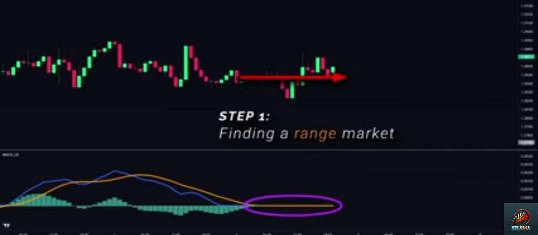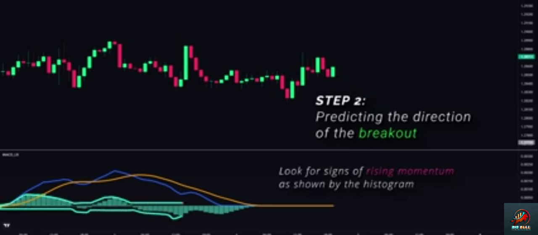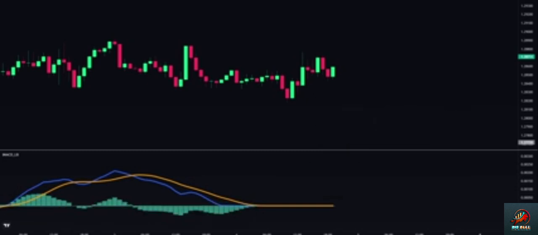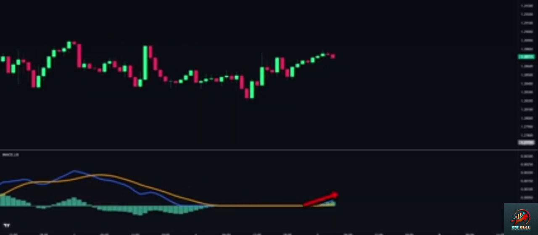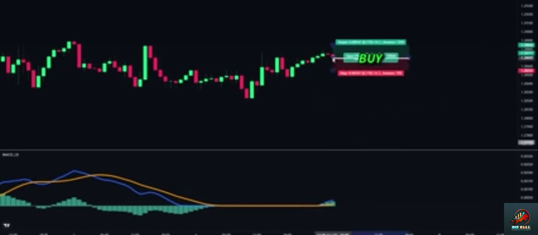Now, once you've identified the ranging market, the next step is predicting the direction of the breakout. Will it happen to the upside or the downside? And so the way you do this is by looking for signs of rising momentum as shown by the histogram, which are the bars that you can see on the middle. So let's look at an example of that. Here, we can see that the histogram is currently flat, and after that, it slowly starts rising towards the upside, as reflected by the price also going upwards, indicating that the overall momentum is bullish. Which means, based on this example, we can conclude that the breakout will likely happen towards the upside. And so this is a good opportunity to take a buy position.